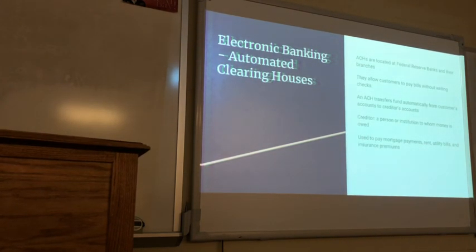Automated clearinghouses. They're located at Federal Reserve banks and other branches. They allow customers to pay bills without writing checks. Automated clearinghouses transfer funds automatically from customers' accounts to creditors' accounts. A creditor is a person or institution to whom money is owed. They're used to pay mortgage payments, rent, utility bills, and insurance premiums.